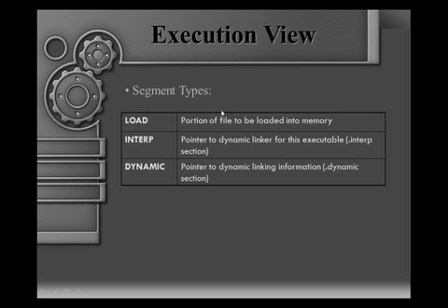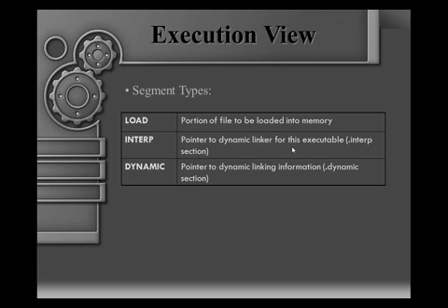These are the segment types. There are two types of segment. One is interp, which points to the dynamic linker used for this executable. That is contained in the .interp section.